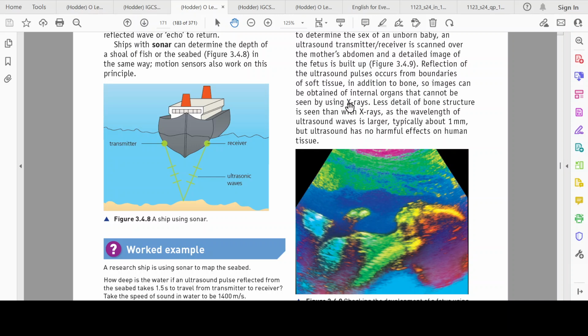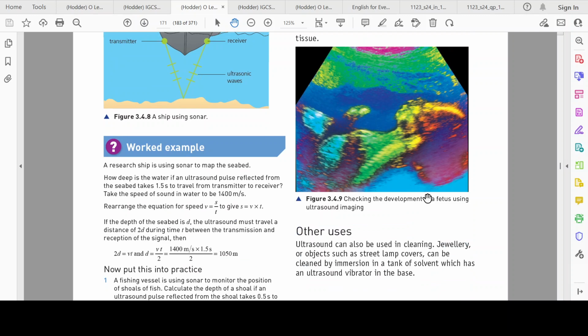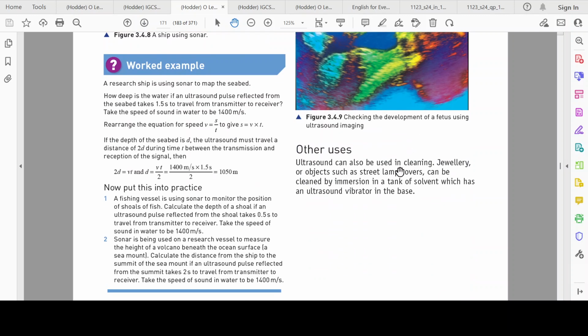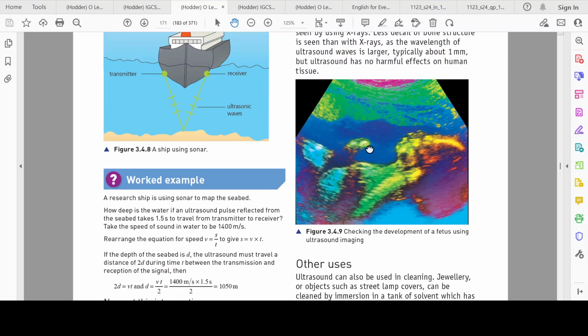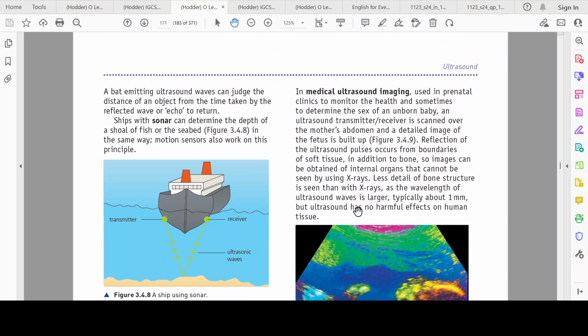Ultrasound is safer than X-rays. Why? Because it has a much longer wavelength compared to X-rays. The wavelength of ultrasound is about 1 millimeter, so it is not harmful to humans. As for other uses, ultrasound can be used to clean jewelry and other objects, and that's it. This is just stuff that you need to read and note that this happens. Any questions?